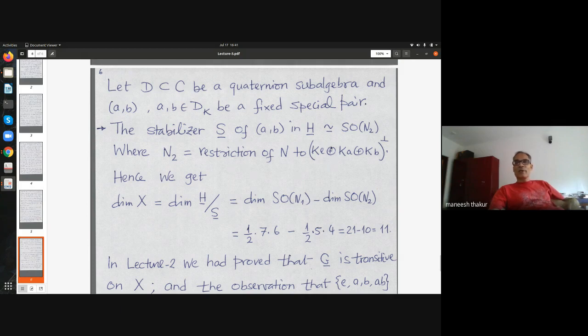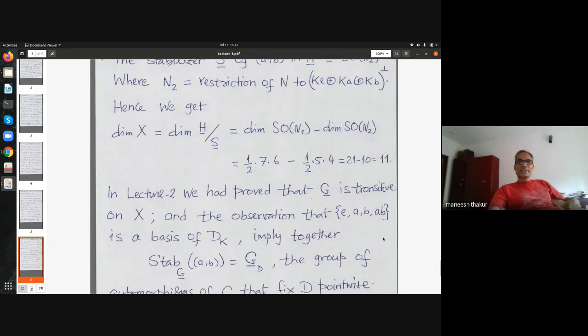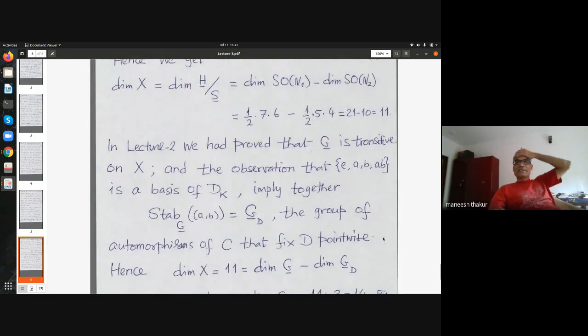So we have computed the stabilizer of AB in H bar. The dimension of this is 8 minus 3, which is 5, so 5 into 4 by 2, and this was 7 into 6 by 2. So the dimension of X is 11. This is what we get out of all this. And as I said, the automorphism group is transitive on X and the dimension of X is 11.